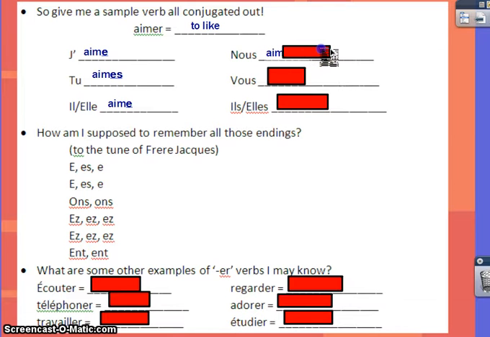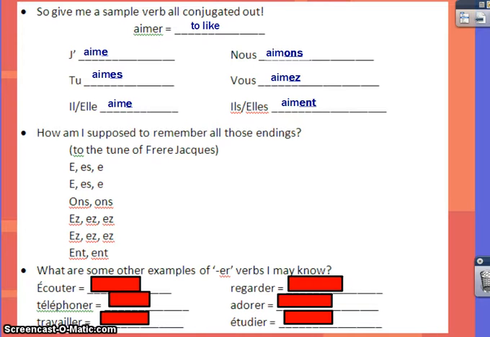To say we like, we drop off the ER and add the nous ending, which is O-N-S: nous aimons. To say y'all like, you drop off the ER and add that EZ ending for vous, which is vous aimez. And to say they like, you drop off the ER and add the ils and elles ending, which is ENT. Again, that is ils and elles aiment. You don't pronounce the ENT.